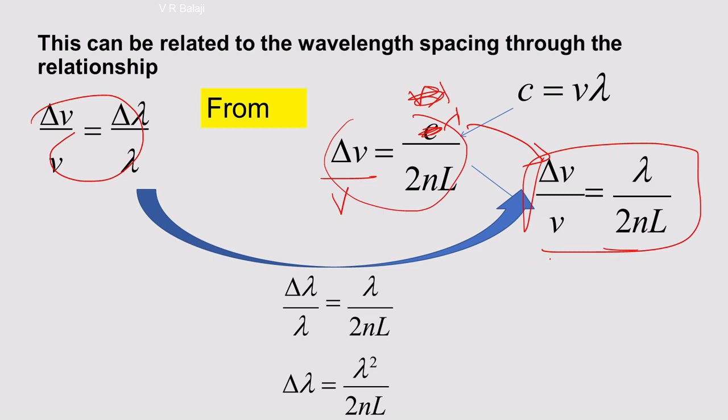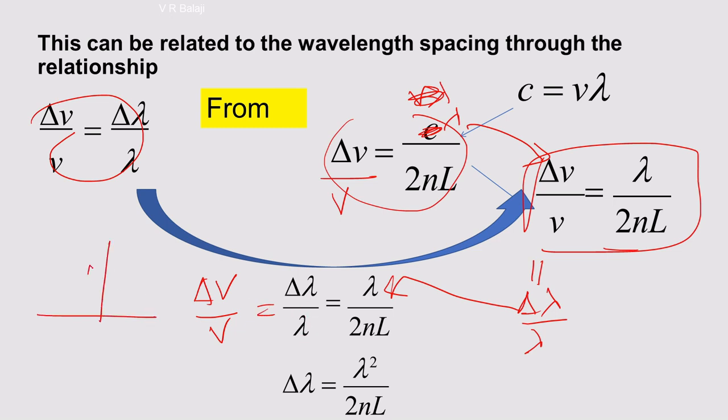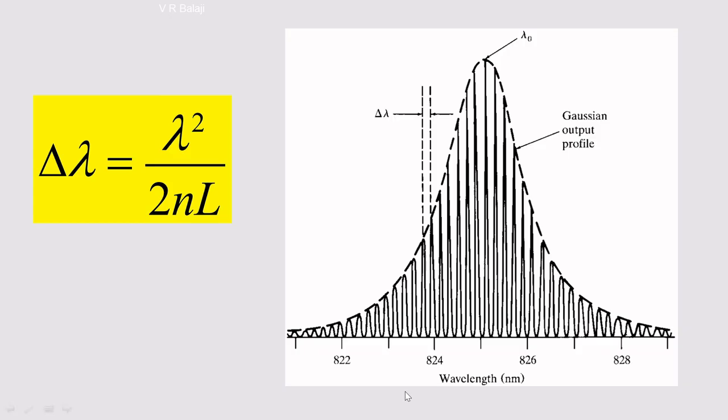Now I bring in the strong relation, del v by v equals del lambda by lambda. So I can write del v by v equals del lambda by lambda. I want to find the wavelength spacing between this lambda and lambda_(m-1), the adjacent mode. If you calculate del lambda, bringing lambda to this side, we get lambda squared by 2nL. This is the final equation we derived.